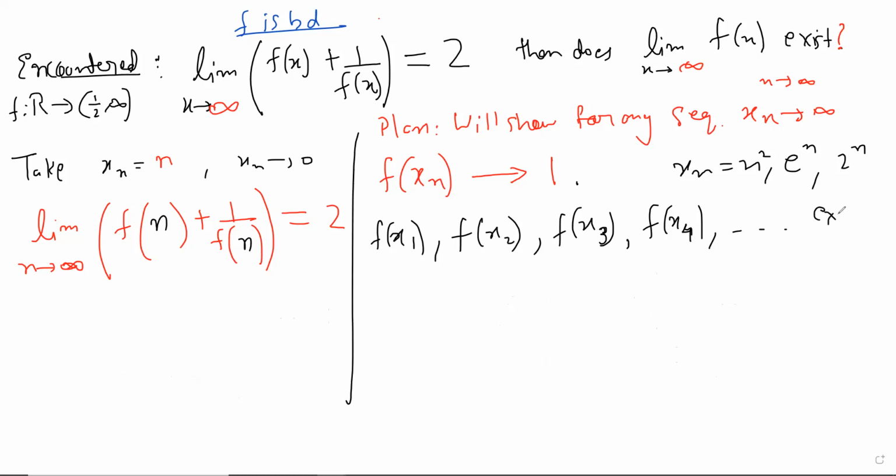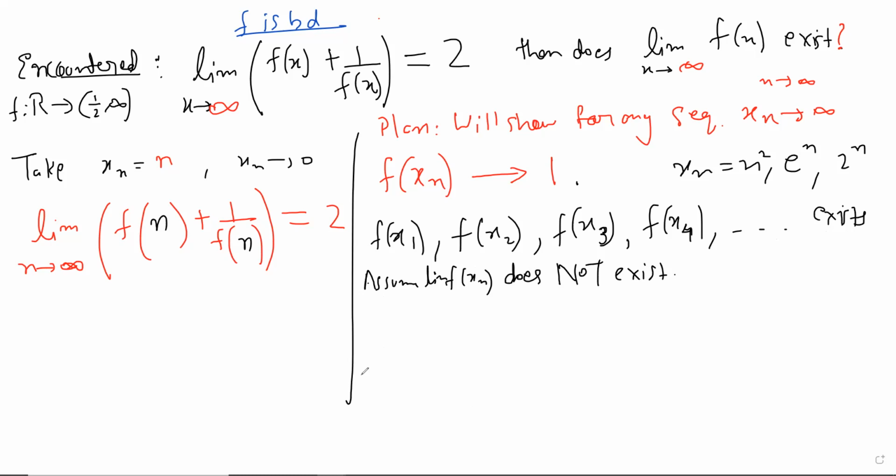So coming back to my approach, we want to show this limit exists, right? Assume it doesn't exist. Assume the limit of f of x does not exist. So there is a sequence, it's bounded, but the limit does not exist, right?